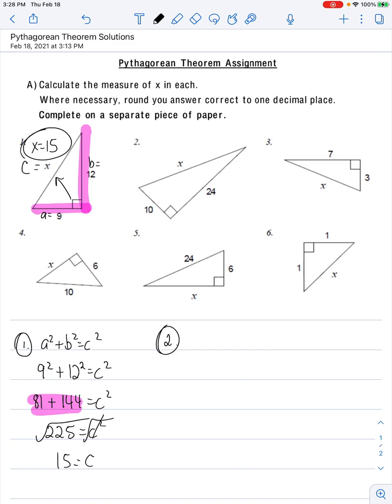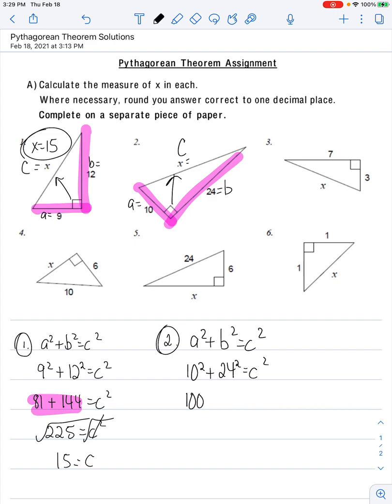Number 2. So first I check, do I have C or do I need C? So go across, draw your arrow. It looks like I need C, so whatever C equals will be my X. So I have A squared plus B squared equals C squared. Remember, A and B you choose, either one, it doesn't matter. So I said A was 10 squared plus B is 24 squared equals C squared.